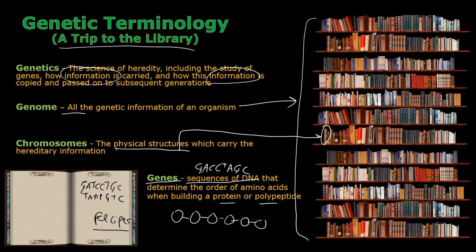All right, so genetics, info, pass the info. Genome, all the info. Chromosomes, the physical structures which carry the info, a book. And then the genes are the actual recipes inside of the books that we will read at some point to create the thing we're cooking up, a protein in this case.